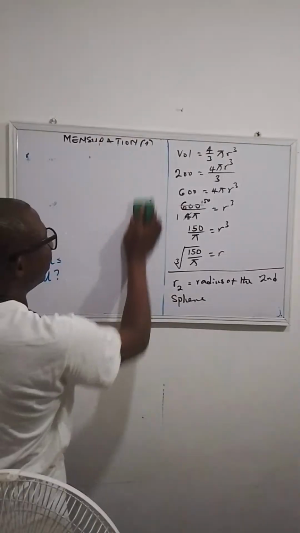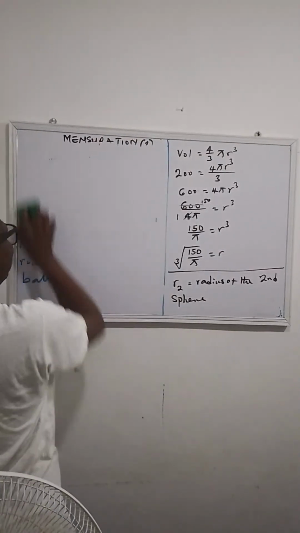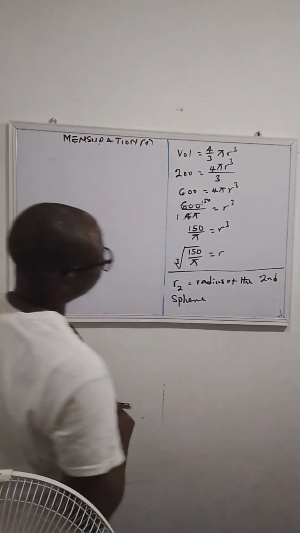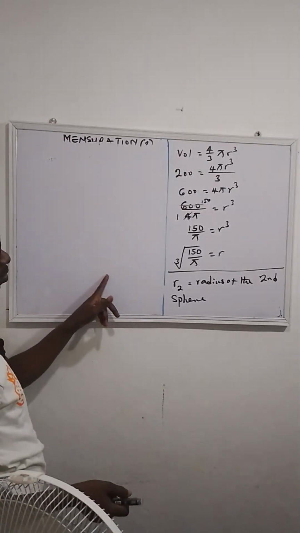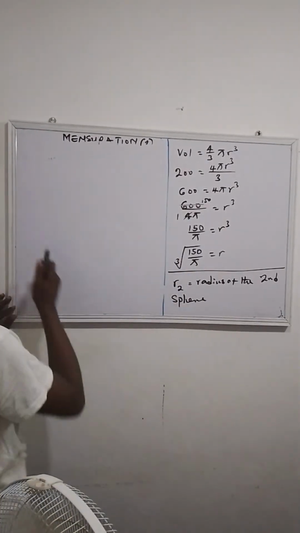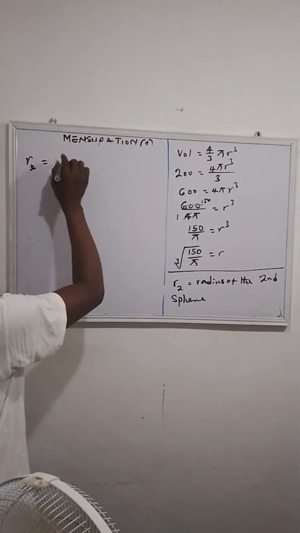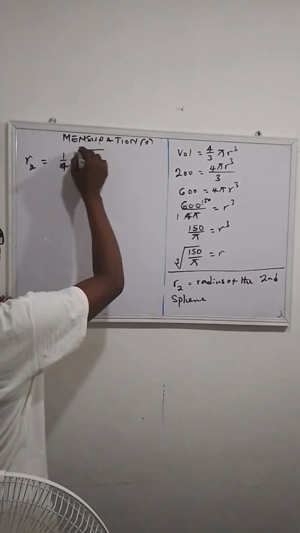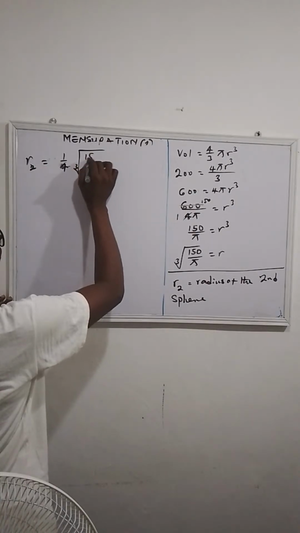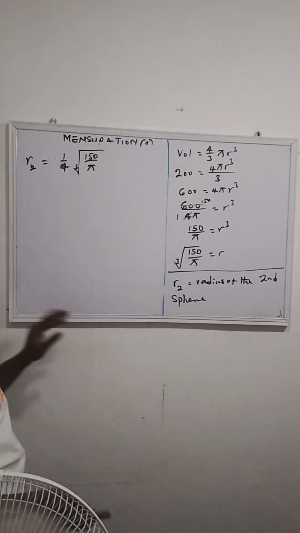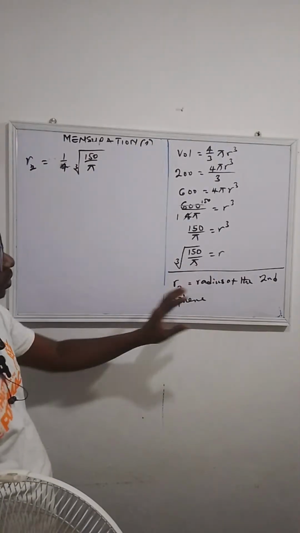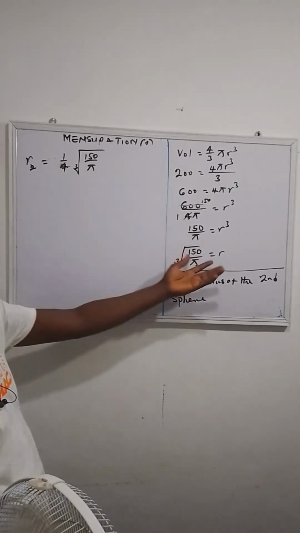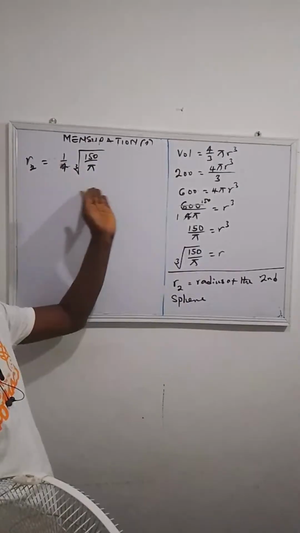We can now go ahead and get the volume of the second sphere. But have we gotten the R? So we have R2 is what? 1/4 of this cube root of 150/pi. This is the radius of the first one. So the radius of the second one is 1/4 of the radius of the first one. So this is the radius of the second sphere.